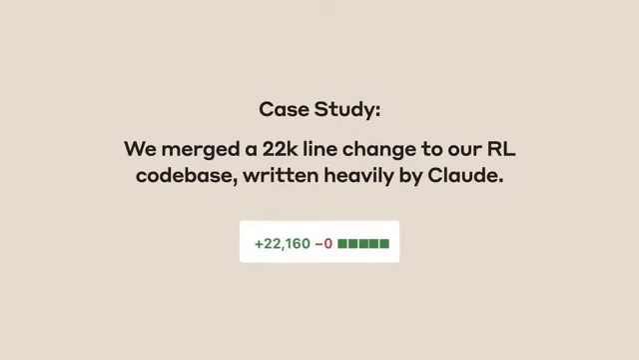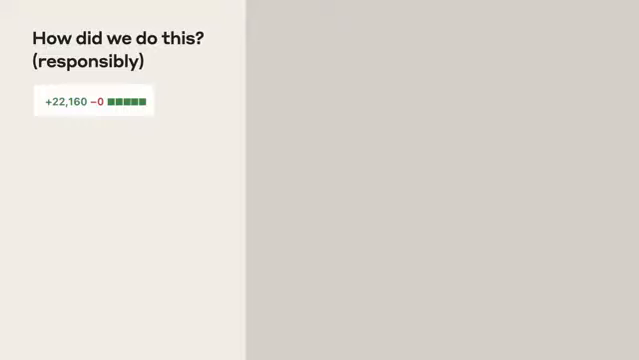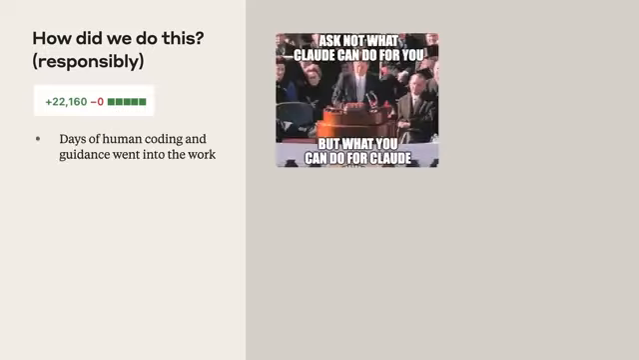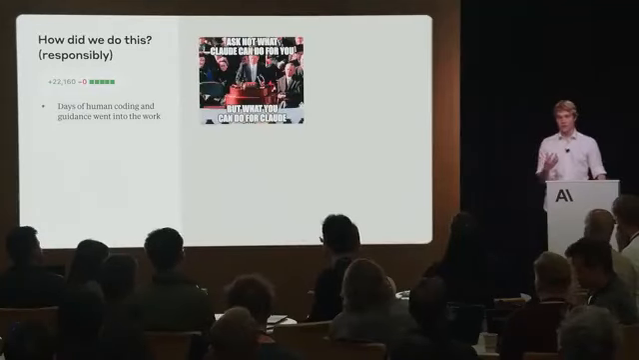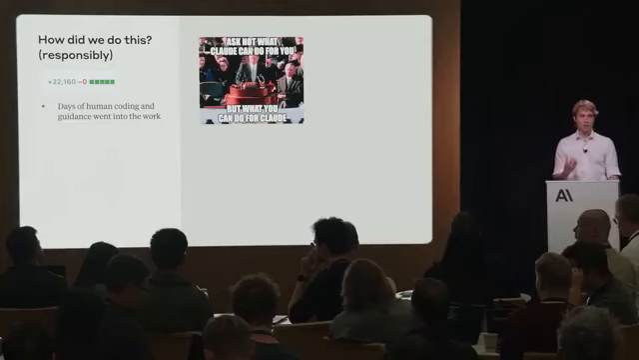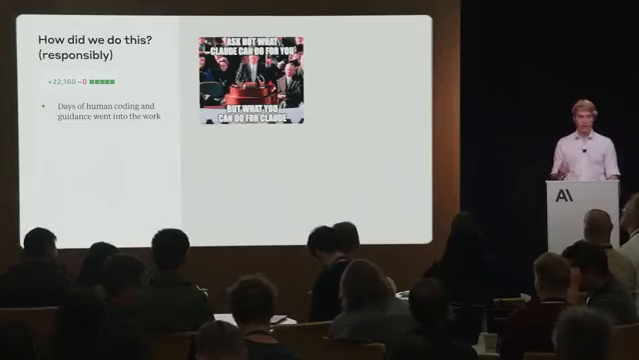We recently merged a 22,000 line change to our production reinforcement learning codebase that was written heavily by Claude. So how on earth did we do this responsibly? And yes, this is the actual screenshot of the diff from GitHub for the PR. The first thing is we asked what we could do for Claude. This wasn't just a single prompt that we then merged. There were still days of human work that went into this, of coming up with the requirements, guiding Claude, and figuring out what the system should be. And we really, really embraced our roles as the product manager for Claude in this feature.